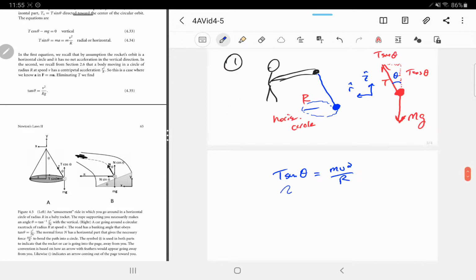Okay, so we have that one, and then for the z components, we have this equation, t cosine theta is equal to mg. So actually, I'm going to write it this way, just to emphasize that the left-hand side here, these are components of forces. And these are m times accelerations, m times components of acceleration.